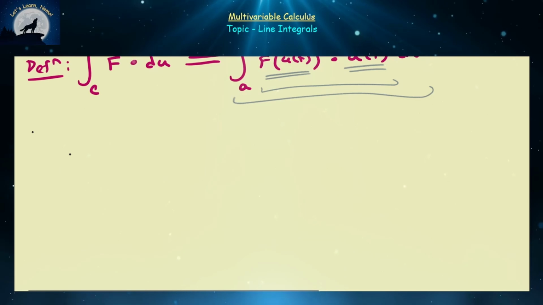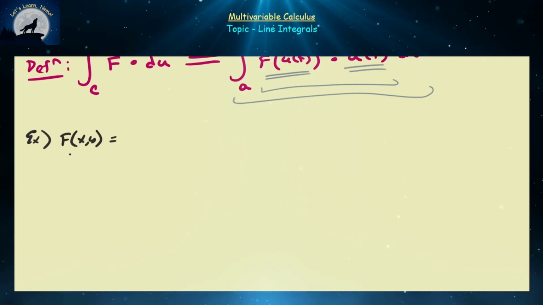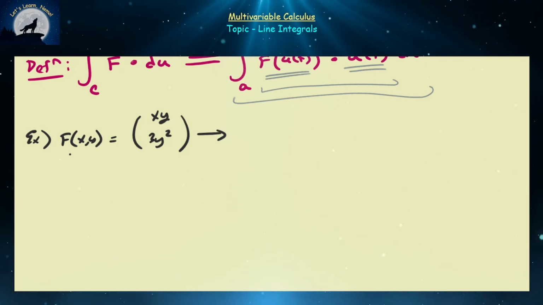So let's actually look at a particular example. Let's consider the vector field F(x, y) equal to (xy, 3y squared). So what type of vector field is this? Is this a conservative vector field? Let's assume that it is a conservative vector field. We should be able to find potential functions if so.